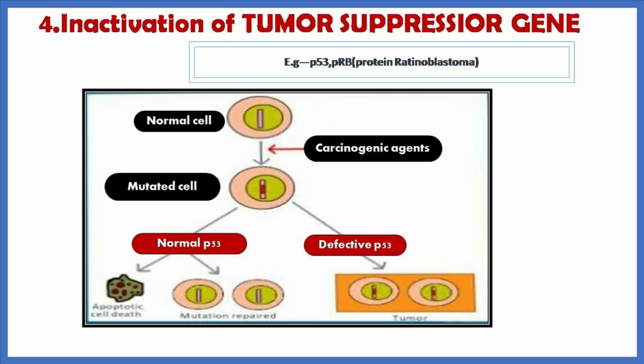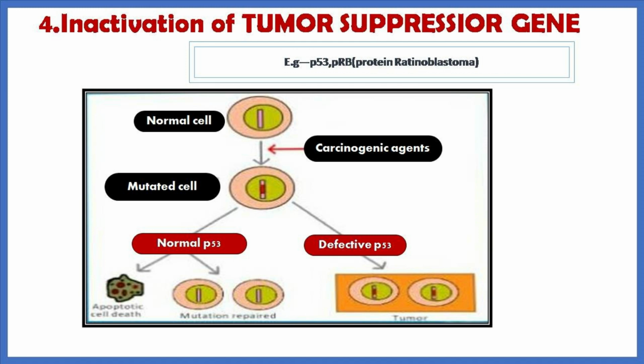Then the fourth pathogenesis is inactivation of the tumor suppressor gene. The tumor suppressor genes suppress the cancer-producing cell. The most common examples of tumor suppressor genes are p53 and pRB, also known as protein retinoblastoma. Generally, these genes are present in the G1 phase of the cell cycle.